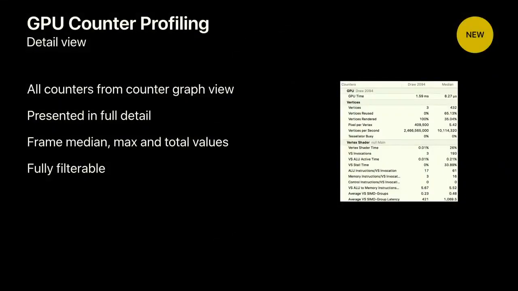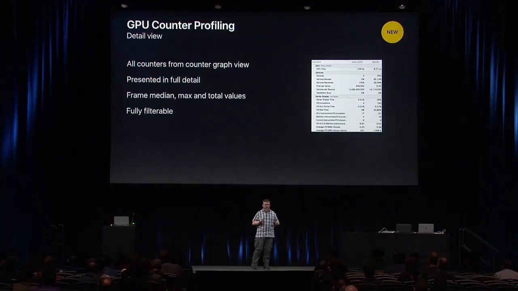In the detail view, we'll show you all the same counters from the counter graph view, but displayed in full detail numerically. And to give it context, we'll show it alongside the median, max, and total values for the frame as well. Now, both the graph view and the detail view support the same full, rich filtering options that we support elsewhere in the Frame Debugger. So if you want to just view certain pixel stats and certain memory stats at the same time, you can put together the search term and view everything you want alongside each other.